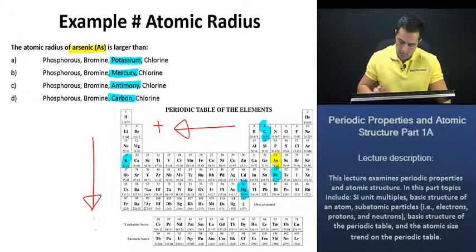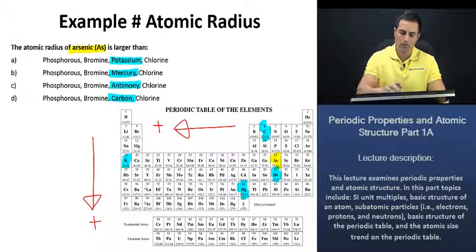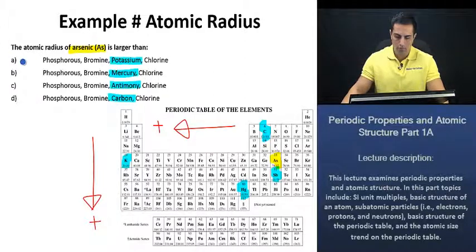Great. Now, let's go ahead and add the trends in as well. The atomic size increases to the left across the period and going down a group as such. Now, if we take a look at our first answer choice, that being potassium, we see that the atomic radius of potassium is going to be larger than that of arsenic. Thus, A is going to be incorrect. A is not our answer.